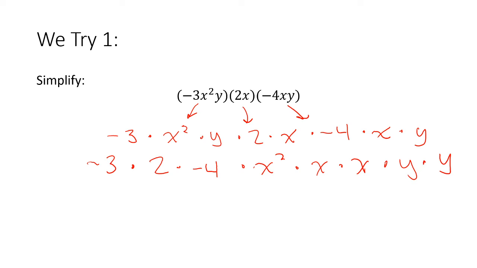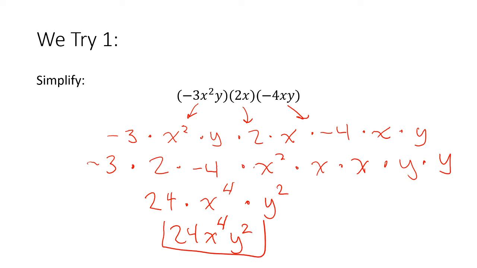Now I just need to multiply. Negative 3 times 2 is negative 6. Negative 6 times negative 4 is positive 24, because a negative times a negative is a positive. X squared times x times x is x to the 4th. And y times y is y squared. So now I can group them all together. 24 times x to the 4th times y squared. Oh, sorry, I mean 24 x to the 4th y squared will be my answer when we're all said and done.